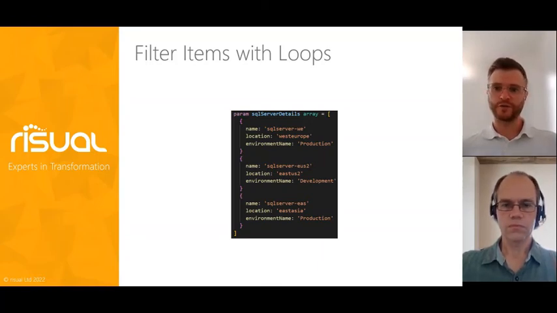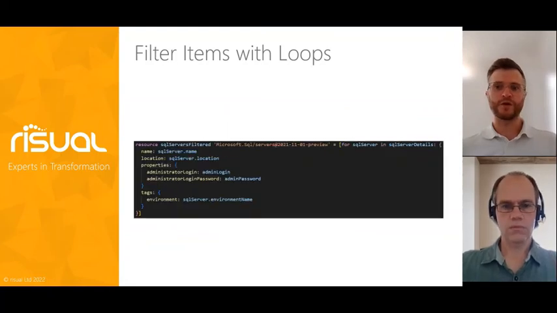So we start off with a parameter that has an array in it. And this array, instead of being filled with strings, is filled with objects. These objects we can use in our loop. We can see from the array that we have 3 objects for 3 SQL servers. The objects contain the properties SQL server name, location, and environment name. And we can use these properties to fill in the properties in the SQL server resources.